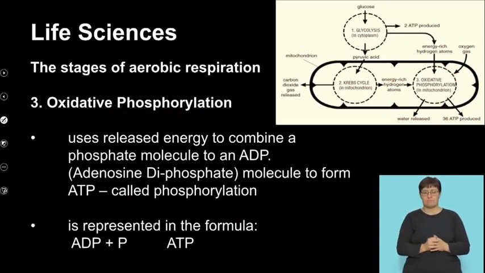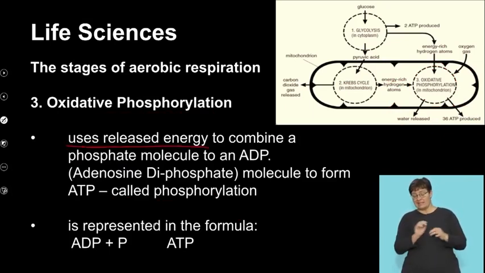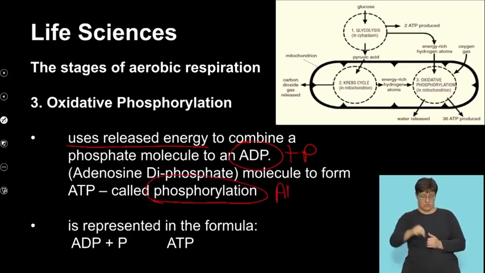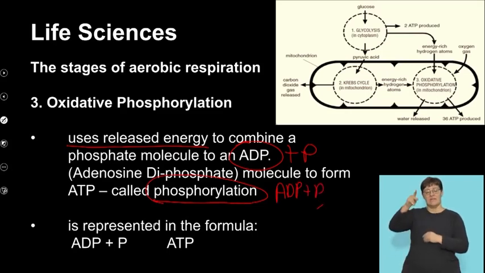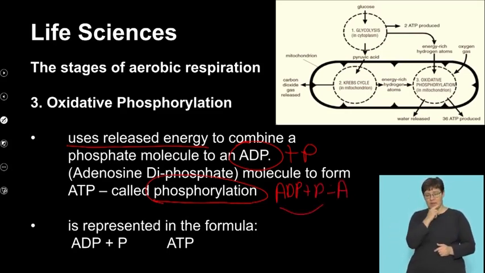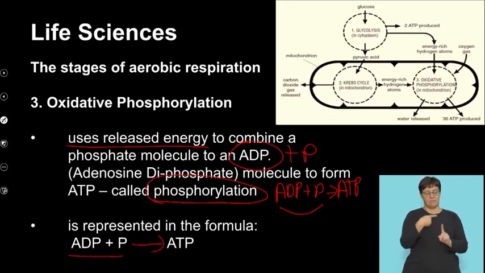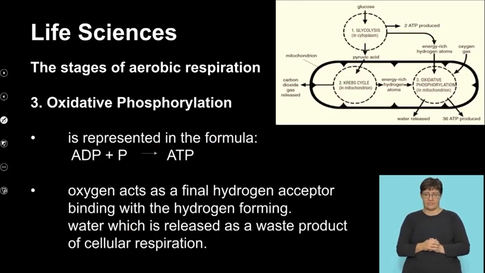So we find that it uses the released energy, it takes an adenosine diphosphate and adds a phosphate. And hence we refer to this process as phosphorylation, essentially adding a phosphate to a diphosphate to give you a triphosphate, which is called ATP. And that reaction can be simply illustrated where ADP plus a phosphate gives you this energy-rich molecule called ATP.